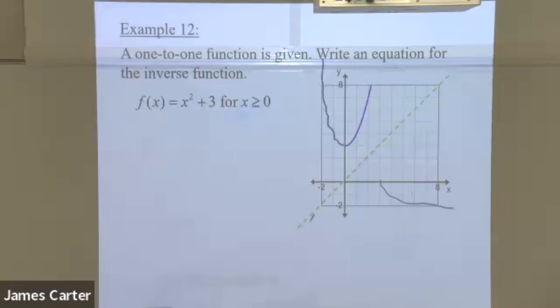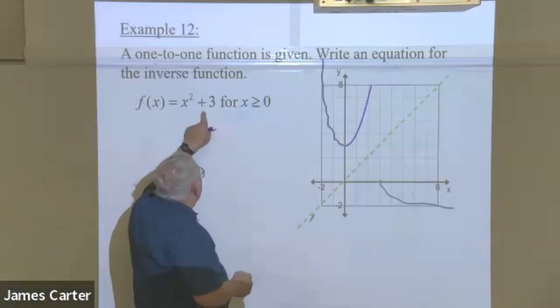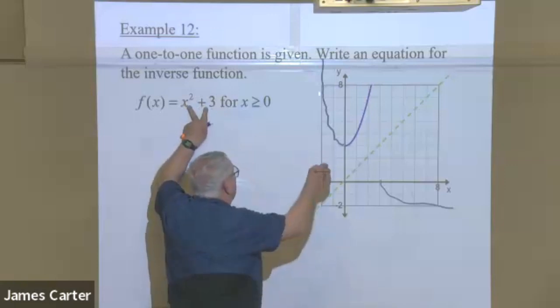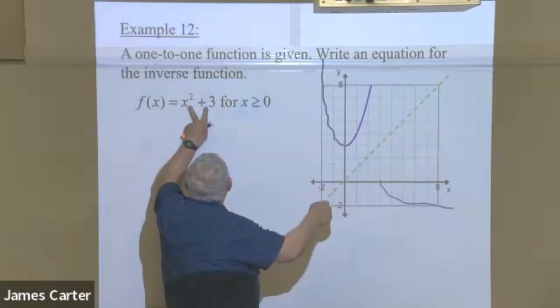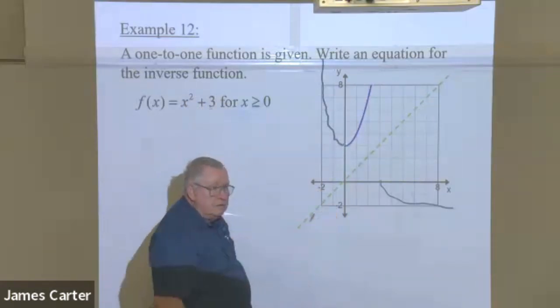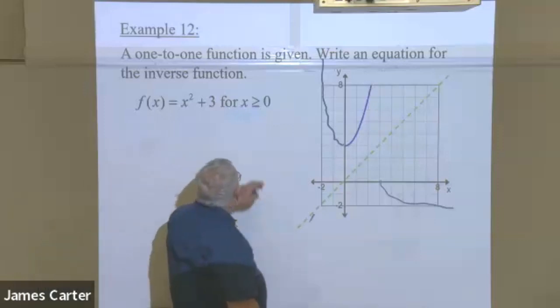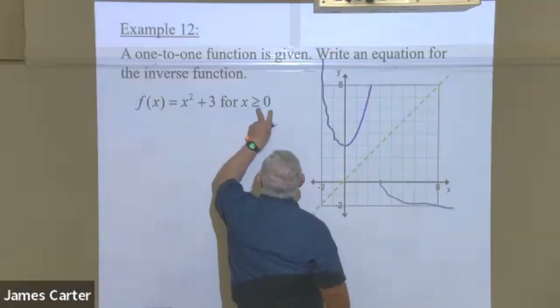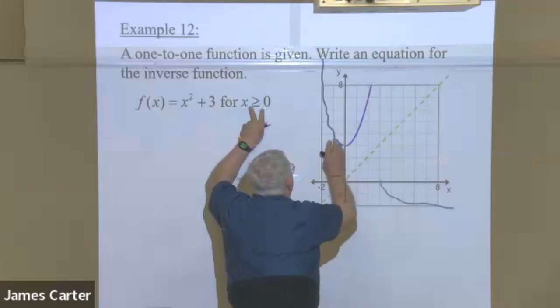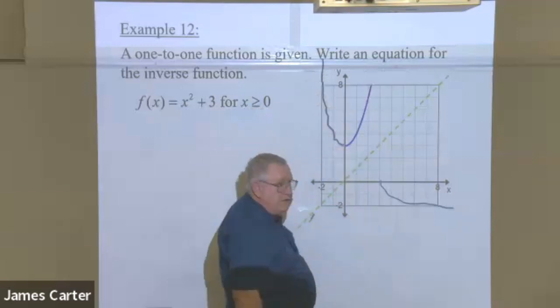Now, on this one, that is a parabola right here, shifted up 3. That equation in its entirety. Okay. This disclaimer is throwing away that half of the parabola.